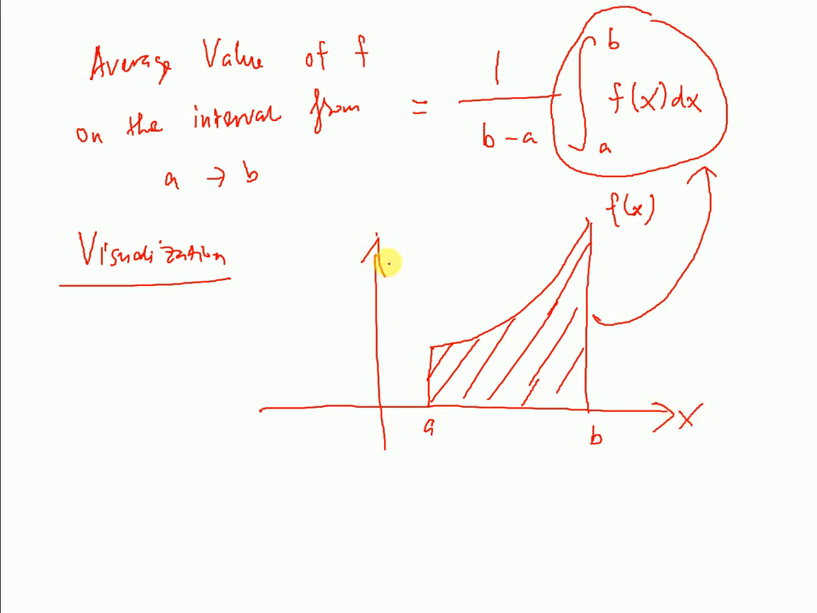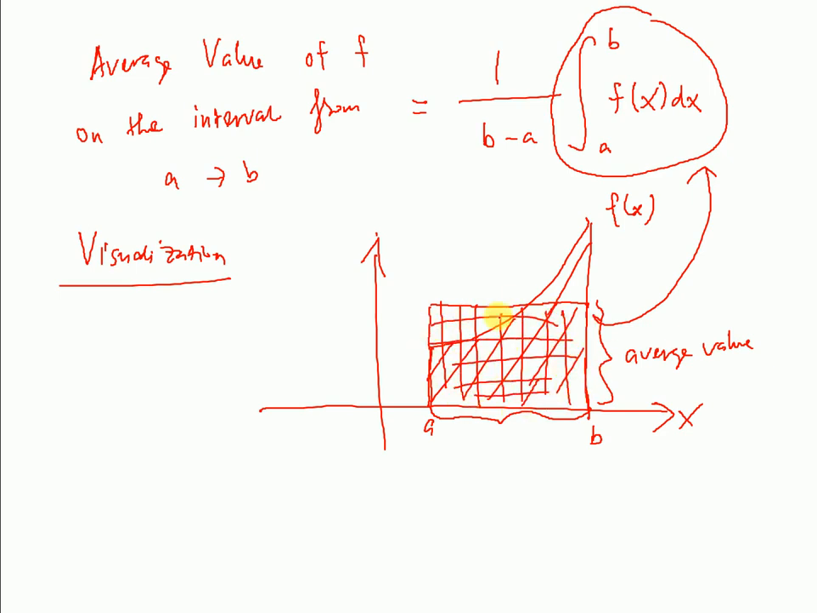So that should give you the arith value. So let me draw that for you to see here. Okay, so this thing is the arith value. So the arith value has the base of b minus a, and it has the area. So let me show this new area here.